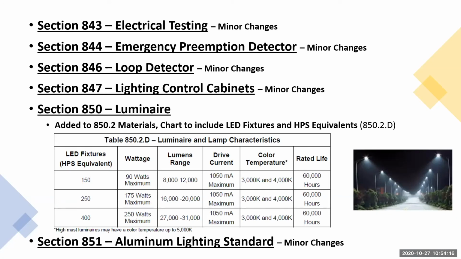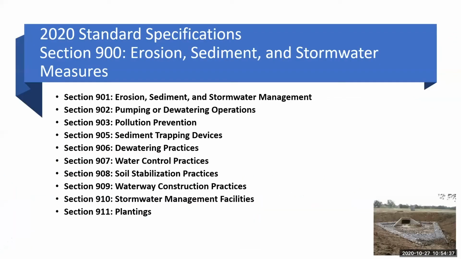And then the bigger change in section 850, we added a chart to include LED fixtures and HPS or high pressure sodium equivalents to the 850 section related to luminaires. So make sure you're referencing that when selecting the appropriate luminaires for your job. And with that, I'm going to turn it back over to Barry to carry us to 900.